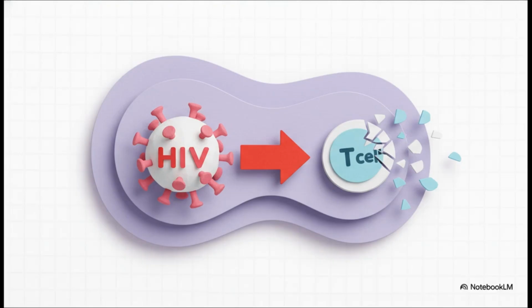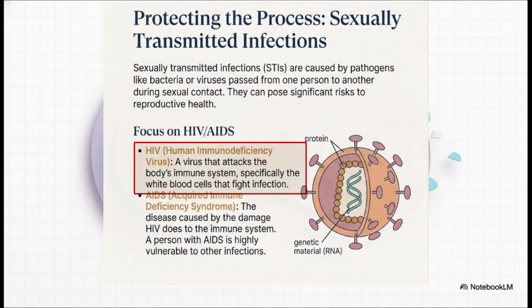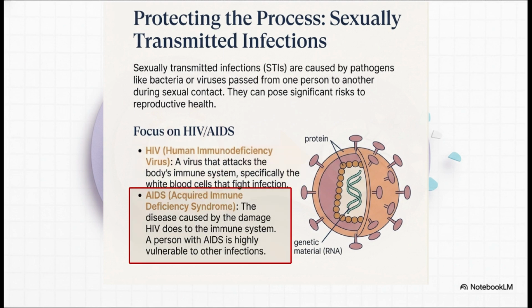Let's be really precise with our definitions here because it's crucial. HIV stands for Human Immunodeficiency Virus. As you can see, it's a virus, and it specifically attacks the body's immune cells. Now, over many years, if it's left untreated, HIV can damage the immune system so badly that the body can't fight off even simple infections. This late stage of the infection is called AIDS, or Acquired Immunodeficiency Syndrome. So remember, HIV is the virus, AIDS is the condition that can develop later on.